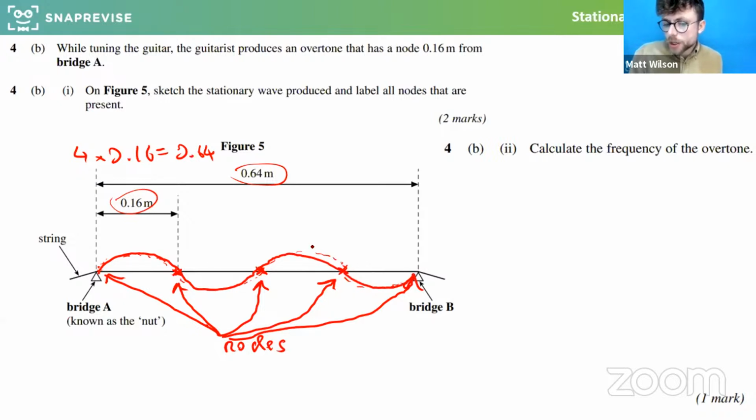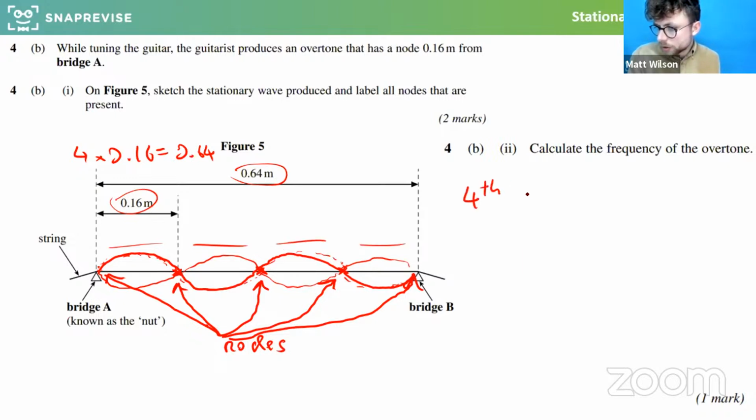So if you want to know which harmonic you're on, you just need to know how many half wavelengths you fitted. So here there's 1, 2, 3, 4 of them. So we're at the fourth harmonic. And once you know that, you can use our formula.